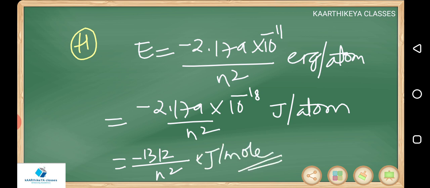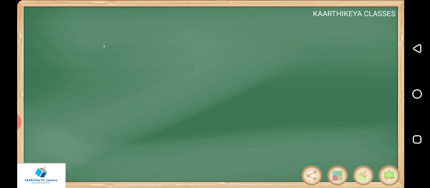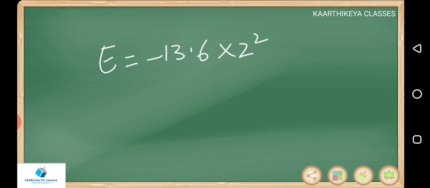All these expressions you can remember. You know the conversion factor, 1 electron volt is equal to 1.60 × 10^-19 joules. So here you see the energy expression is -13.6 Z²/n².